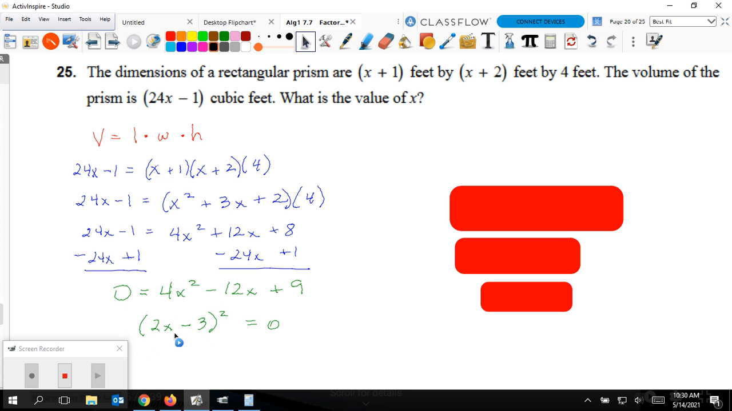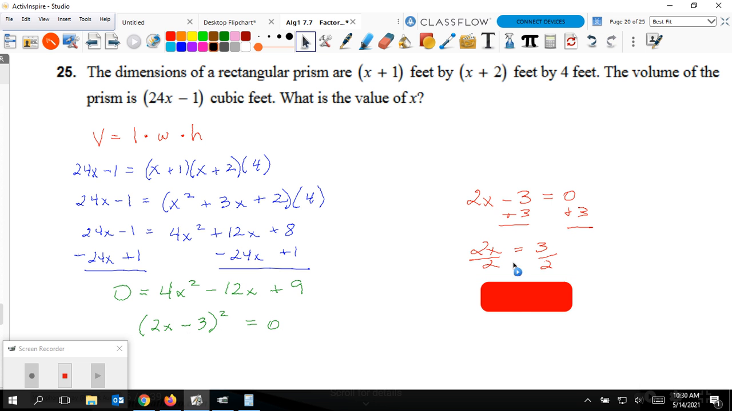And then we just set one of those equal to 0. So a 2x minus 3 equals 0. Add the 3. And so that gives us 2x equal to 3. Divide by 2. So our answer is just 3 over 2 for x. So 3 over 2 is our answer for x. It could be a 1.5 decimal if we wanted to change it to a decimal.